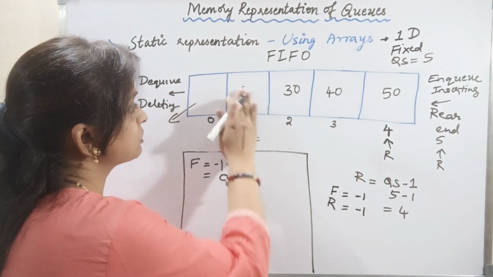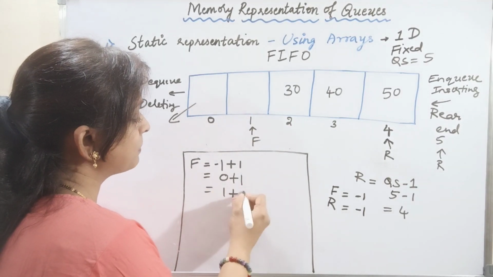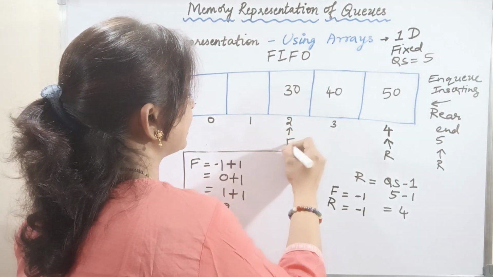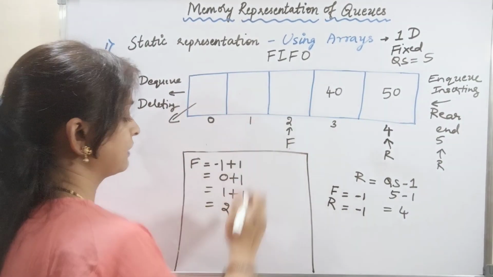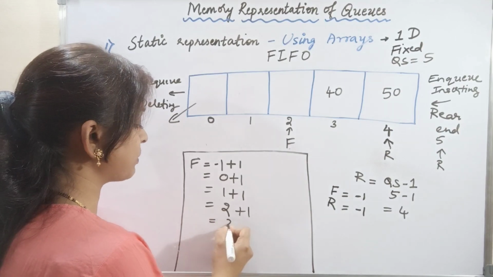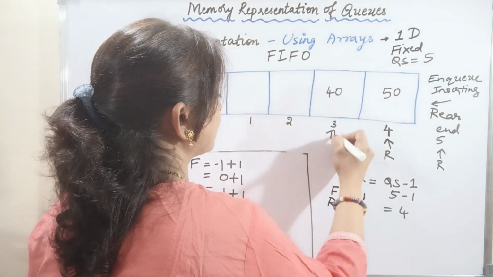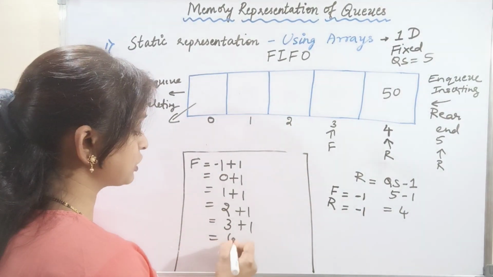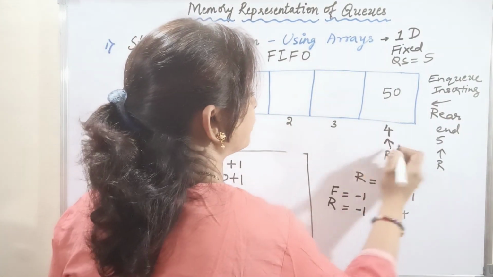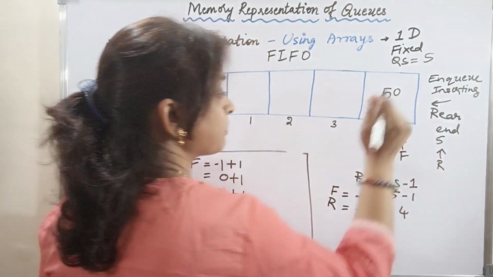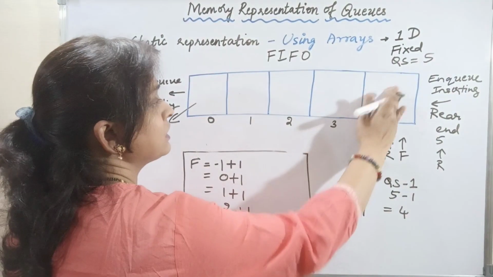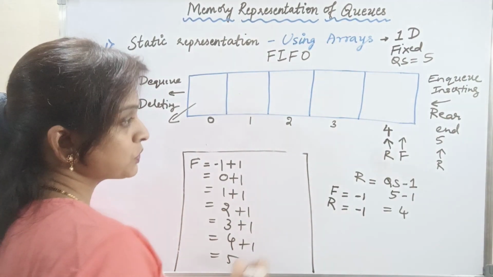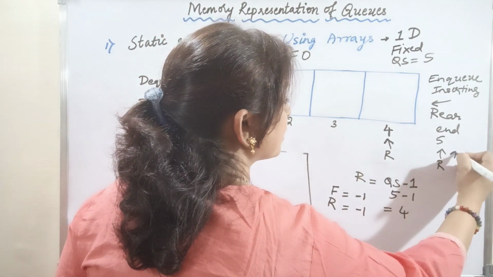So also remove this 20. Then again 1 plus 1, it is 2. Now the pointer F is pointing to 2. Again remove this. Then again increase 2 plus 1, say 3. Now pointer F is pointing to 3. Remove this. Then again 3 plus 1, it is 4. Now the pointer F is pointing to 4. So again remove that. Right? Again increase 4 plus 1, it becomes 5. So the pointer will be moved here.